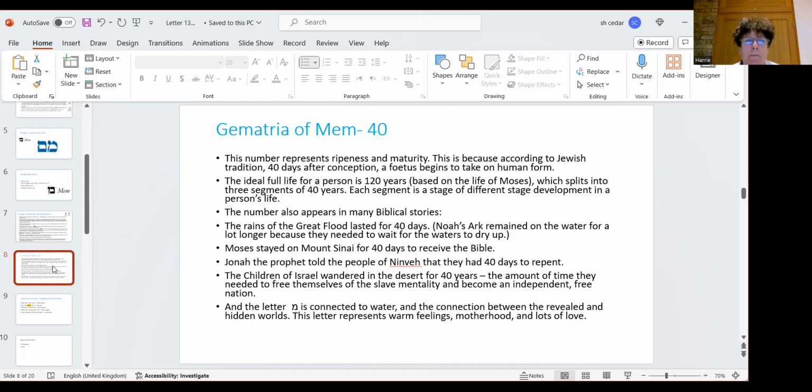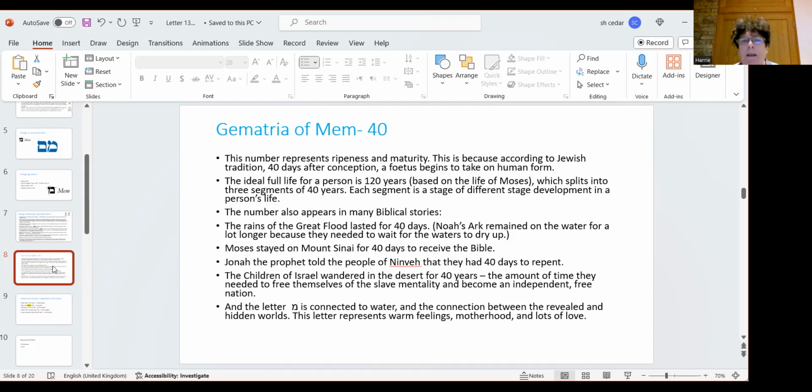And so it doesn't really have the same form till then. The ideal life for a person is 120 years. We always say, I wish you 120 years. It's based on the life of Moses, who lived for 120 years. And that splits into three 40-year segments. And so you've got this early stage, then the stage that you're allowed to learn the Talmud from, and then this later stage when you're very mature and fabulous.